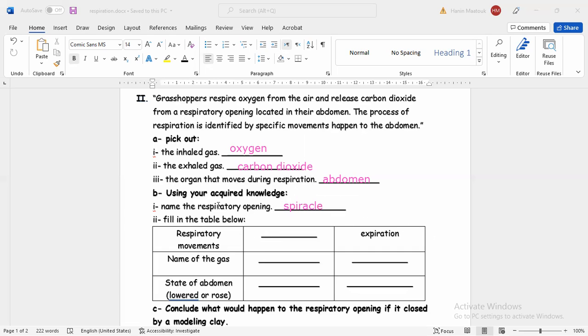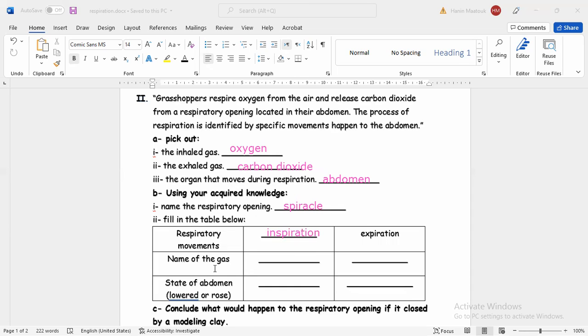Then we are still in part B, using the acquired knowledge, fill in the table below. Respiratory movements. Pay attention, we have two columns. One of them we have to fill with the name of the movement, but the second one they give to us, which is expiration. We know that we have only two, expiration and the second one is inspiration. That's why they said your acquired knowledge. So all of the subparts in part B are from our study. So here it will be inspiration.